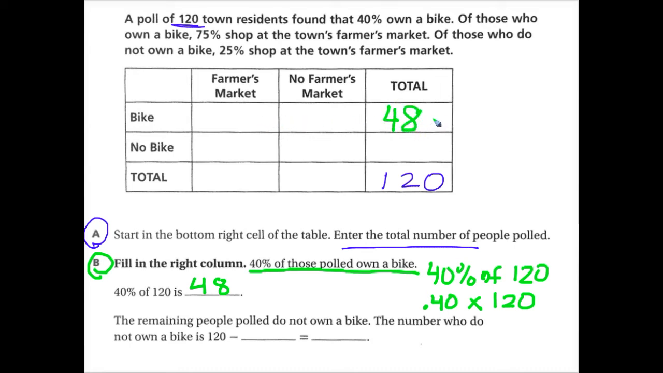It's going to go in this row, in this little section right here, because this is people that own a bike. We don't care about farmer's market or not. They're saying 40% of the total have a bike that they own. 48 total people own a bike.